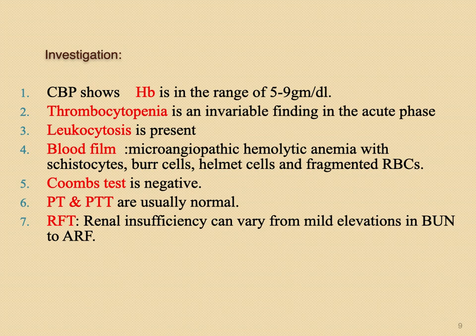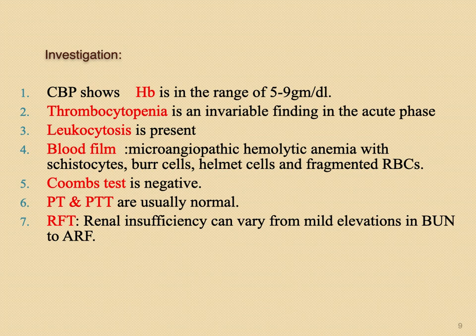Diagnosis is made by a combination of microangiopathic hemolytic anemia with schistocytes, thrombocytopenia, and some degree of kidney involvement. The anemia can be mild at presentation, however, it rapidly progresses. Usually, the hemoglobin will be in the range of 5 to 9 grams per deciliter. Thrombocytopenia is invariably found in the acute phase. Usually, the platelet count is between 20,000 to 100,000 per cubic millimeter. The Coombs test in those patients will be negative.